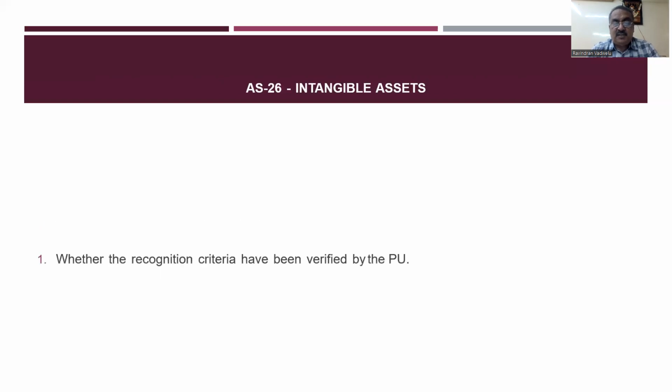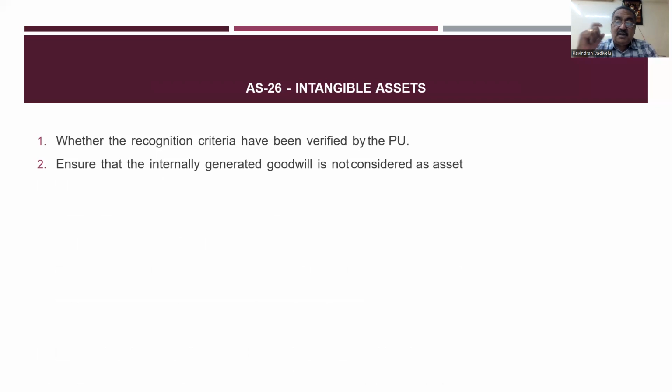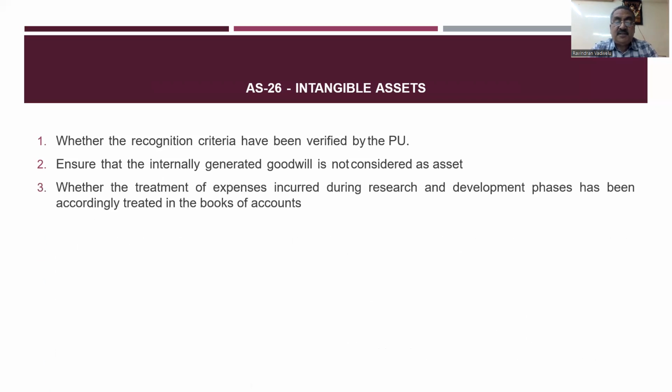Next one is intangible assets. So you know what all the intangible assets are and whether the recognition criteria have been verified by the practicing unit. Ensure that internally generated goodwill is not considered, as the goodwill concept comes only when you sell it, or only when you transfer it, not internally. So the internal goodwill should not be considered. That's a basic concept. Whether the treatment of expenses incurred during research and development phases has been accordingly treated in the books of accounts.